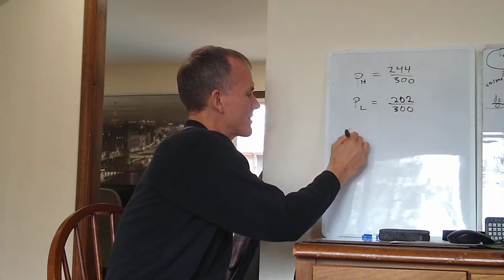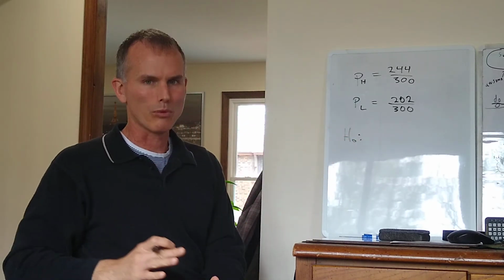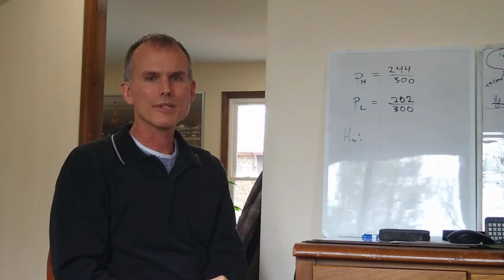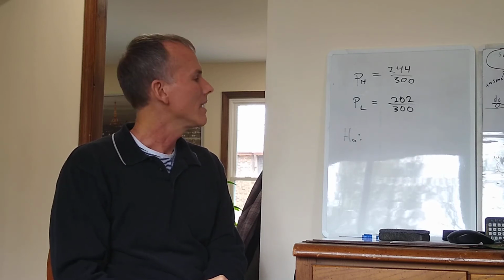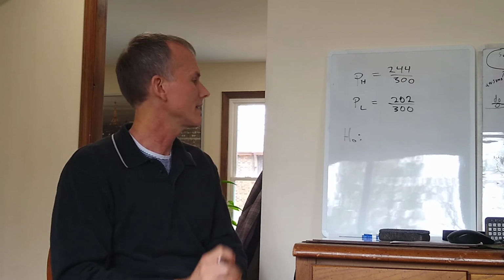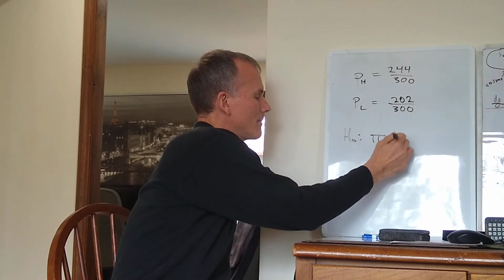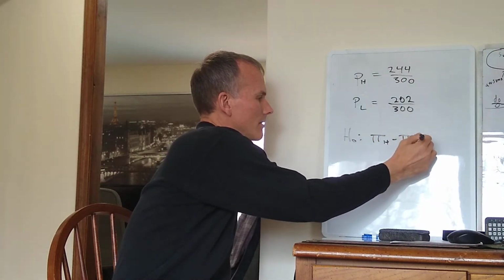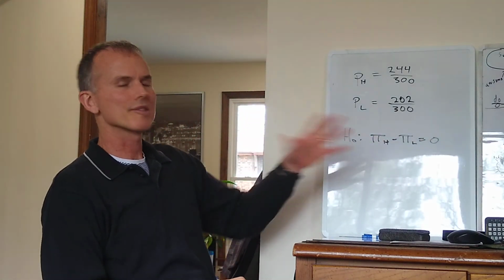And my null hypothesis would be essentially that there's no difference in the proportion of high-income people that would buy an electric car and the proportion of low-income people that would be willing to buy an electric car. So the way I'd write that is pi sub h minus pi sub L equals 0. Okay. The proportions are the same.